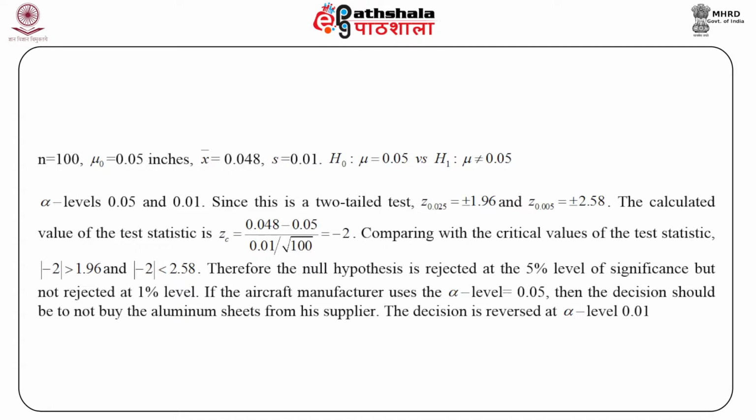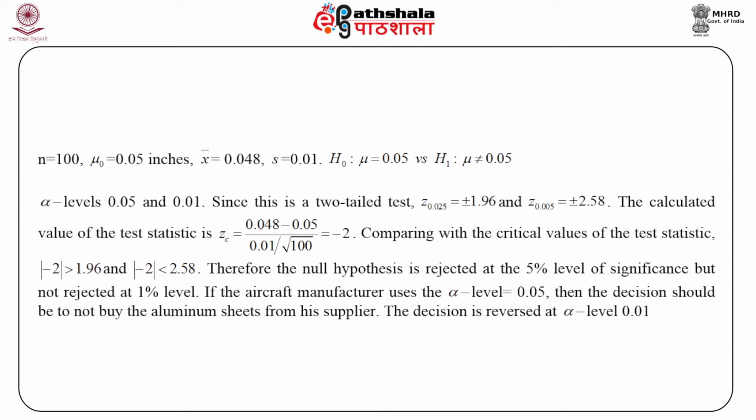The calculated value of the test statistic is Zc equal to (0.048 minus 0.05) divided by 0.01 upon under root of 100. On calculation, it comes out to be minus 2. Comparing with the critical values, modulus 2 is greater than 1.96 and modulus 2 is less than 2.58. Therefore, the null hypothesis is rejected at 5% level of significance but not rejected at 1% level.